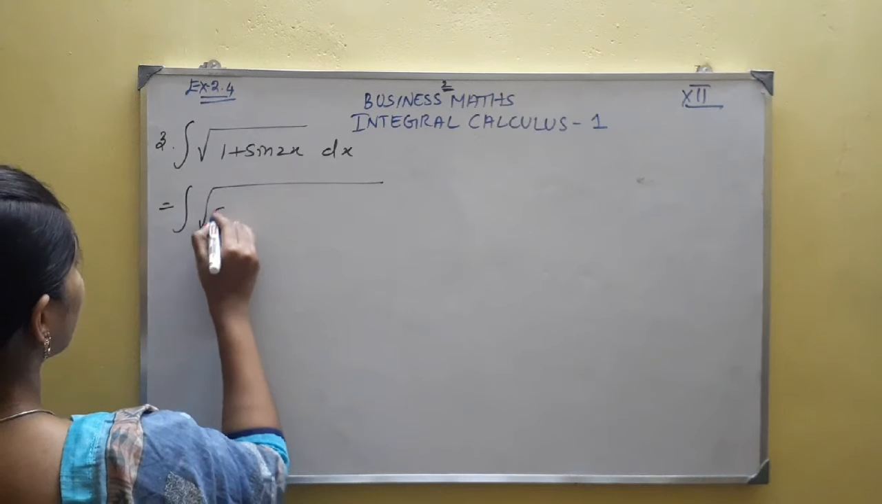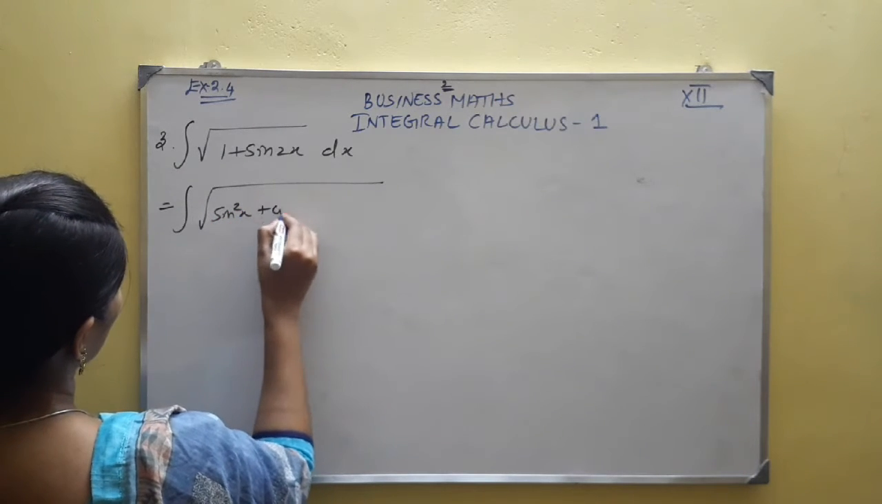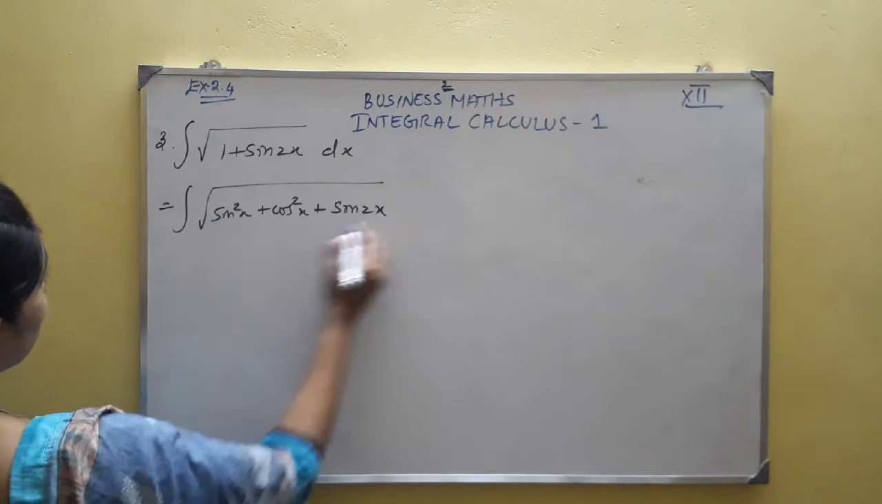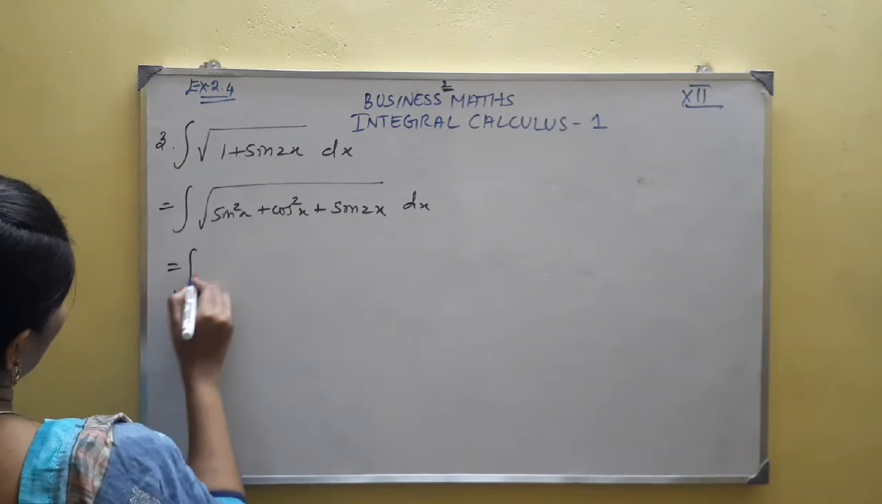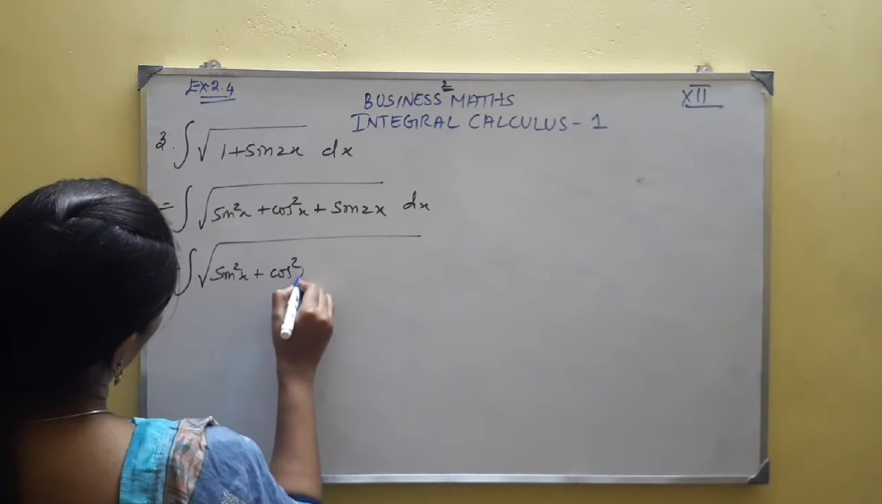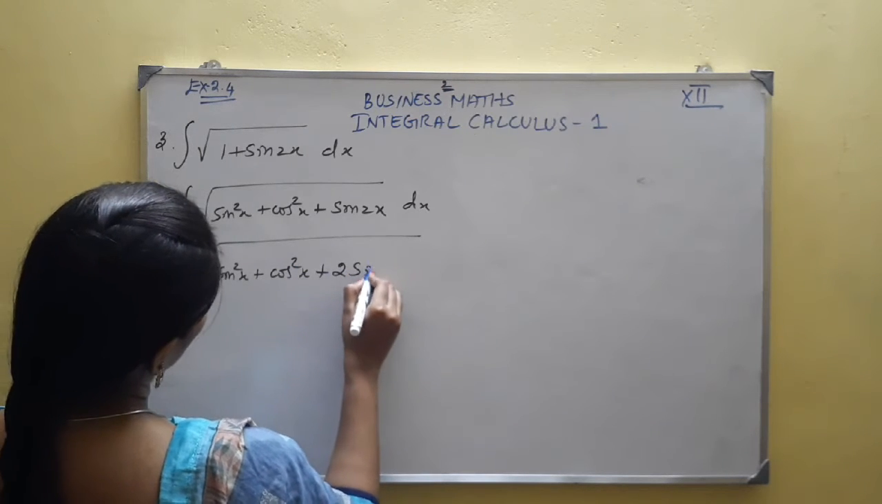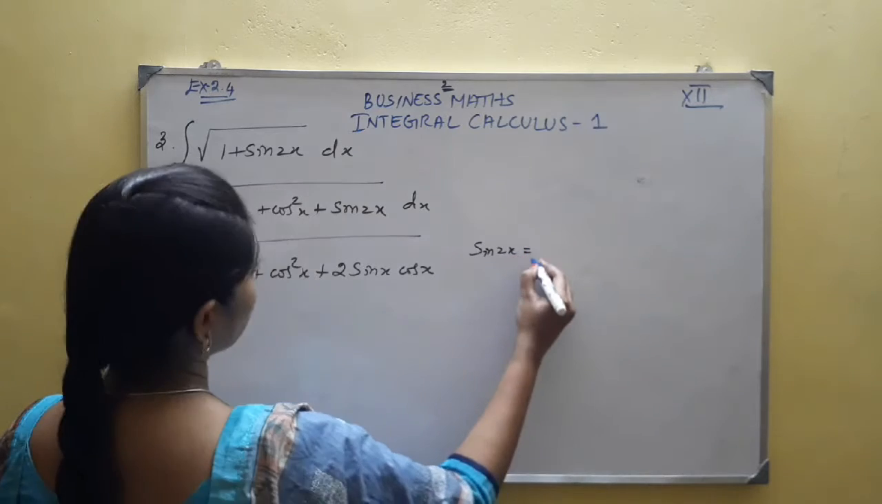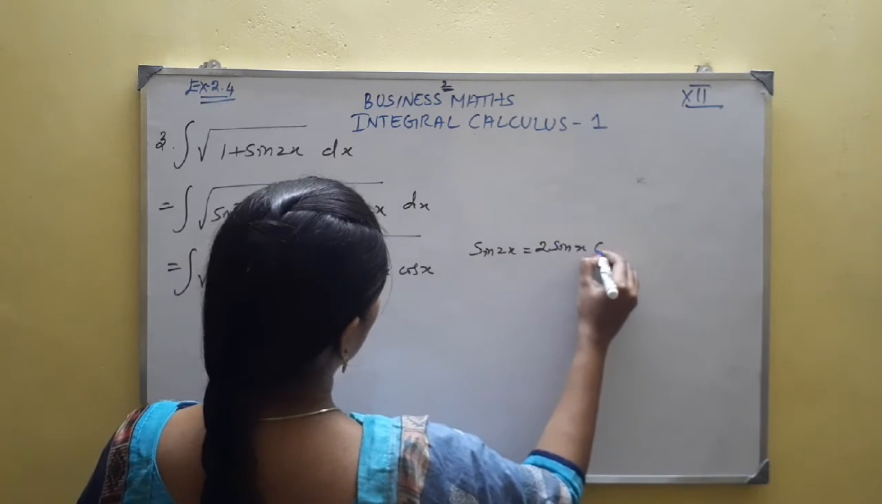integral root of sine square x plus cos square x plus sine 2x dx. So sine 2x formula is 2 sin x cos x. Okay, sine 2x is actually 2 sin x cos x.